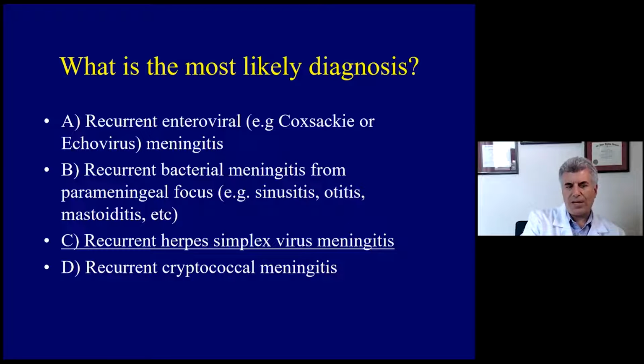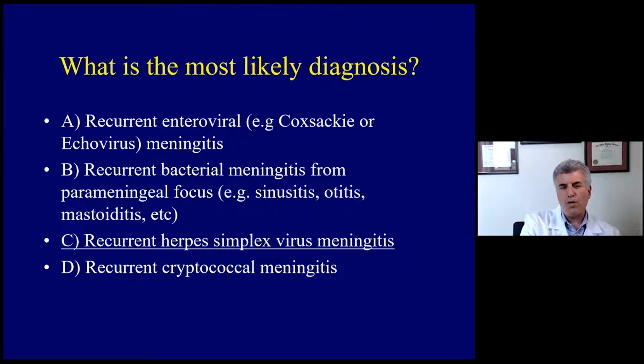And the correct answer here is recurrent HSV meningitis. If you were thinking this is viral meningitis because of the LP profile, the CSF showing a lymphocytic meningitis with a normal glucose, that would be correct. Bacterial meningitis typically gives you a low glucose and should be more polypredominant. When you have a parameningeal focus, there can be a mix of polys and lymphocytes.